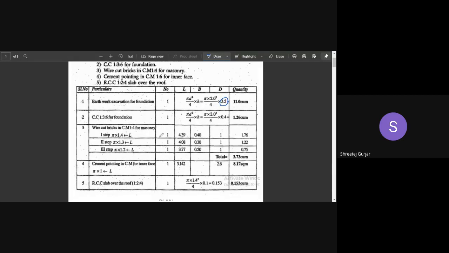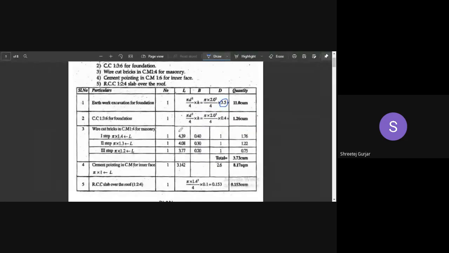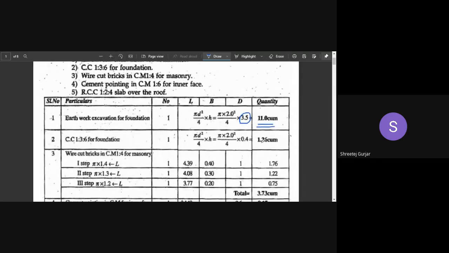And what is the total excavation required? It is 1 meter plus 50 on this side plus 50 on the other side, so it will be 2 meters. We need to excavate 2 meters of diameter. So pi by 4 into 2 squared into the depth, 3.5, gives the total quantity of earthwork in excavation. Easy. Next, for the CC bed, the diameter will be the same, only the thickness will vary. The thickness of the CC bed is given as 0.4. So we have calculated the quantity of CC bed.